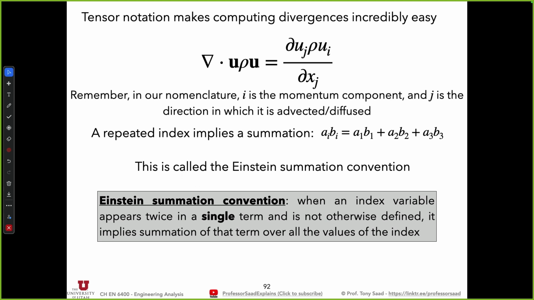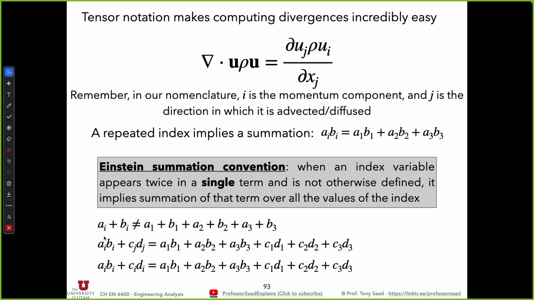Now, the summation convention has some rules. It says that when an index variable appears twice in a single term, and is not otherwise defined, by saying, oh, this only takes the value of 3, or it takes the value of 2, so it's not an array value, it's just an entry in a vector, then it implies summation of that term over all the values of the index. Okay, so I'll give some examples. a_i plus b_i is not a repeated summation because i is not repeated in the same term. So be careful about that.